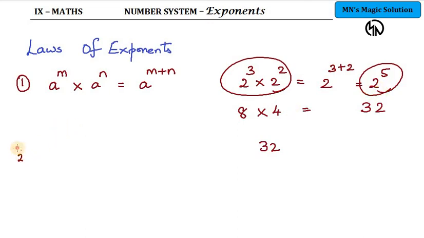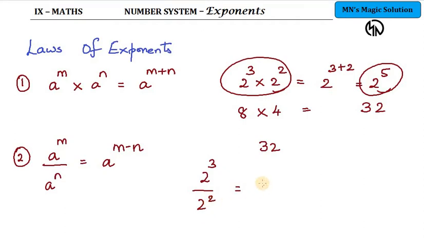The second law of exponents: just like this is for multiplication, we have one for division. a power m divided by a power n can be written as a power m minus n. Here the bases are the same, the powers are different, and it is a division. So when it is a division, the powers are subtracted. Similarly, we can have 2 cube divided by 2 squared. I can write this as 2 power 3 minus 2. So I am subtracting the powers. What will you get? It is 2 power 1, which is equal to 2.